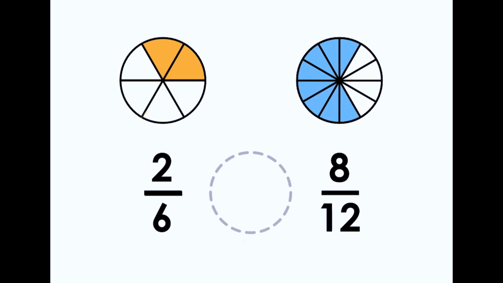Let's use words and symbols to explain. I'll point the opening of my symbol towards the bigger fraction. You might have learned the trick that you can imagine that it's a hungry mouth eating the bigger amount. Or you might have learned the trick that this side of the symbol is bigger than this side of the symbol. This symbol is called is less than, so we can read our expression 2/6 is less than 8/12.